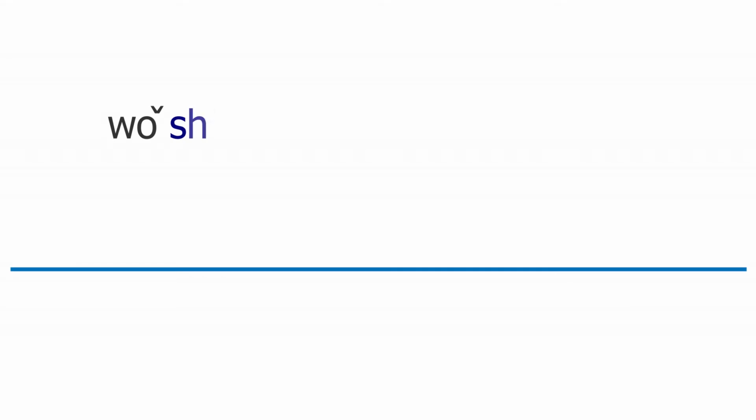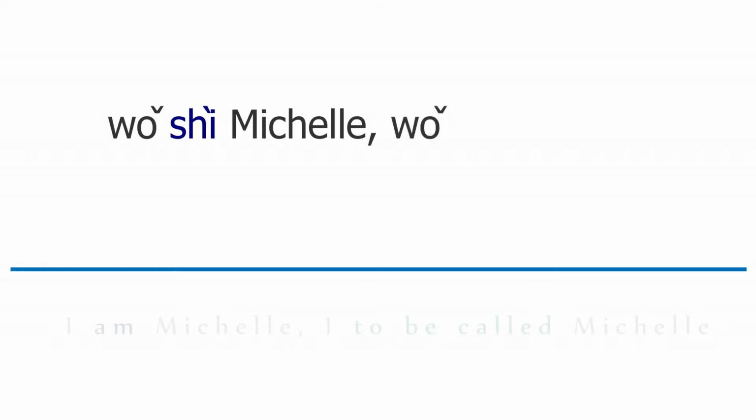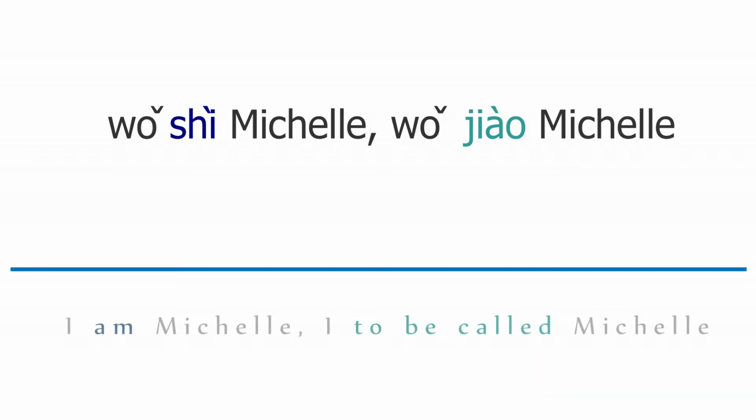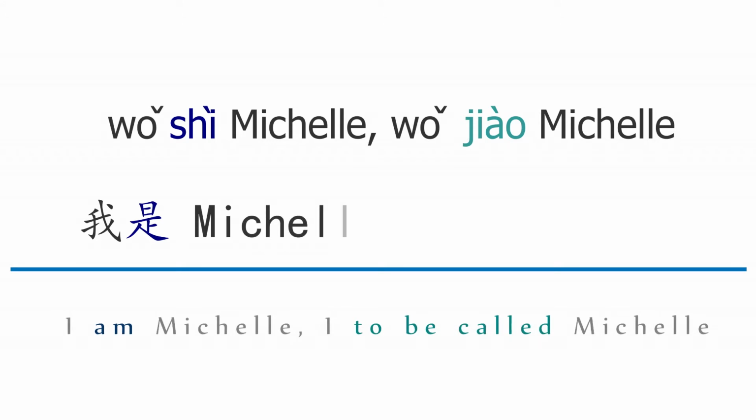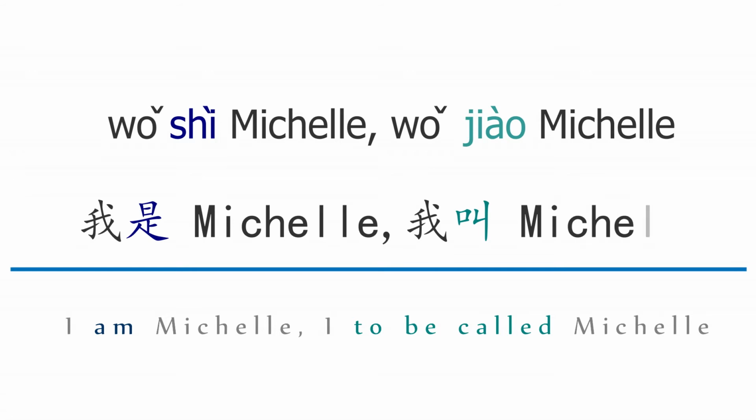So there are two ways we can say it, a short version. Just say "I am Michelle" or "I am called Michelle," and that would be 我是 Michelle, the first way, and then 我叫 Michelle. Okay, so 是 and 叫, you choose one out of the two, then it will be perfect for you to use. So 我是 Michelle, good. 我叫 Michelle, also good.